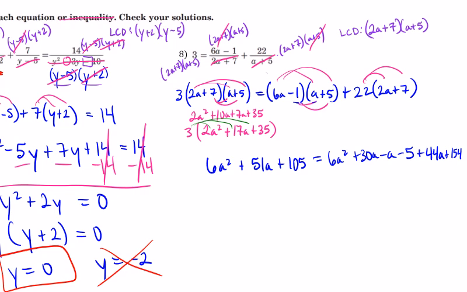All right, so now we can combine like terms here on the right. So I have 30a minus a plus 44a. So that's going to be 74a minus 1 is going to be 73a. So I'm going to bring down 6a squared. No like terms there. So this will be 73a. And then I'm going to combine negative 5 with 154. So that's going to be positive 149.